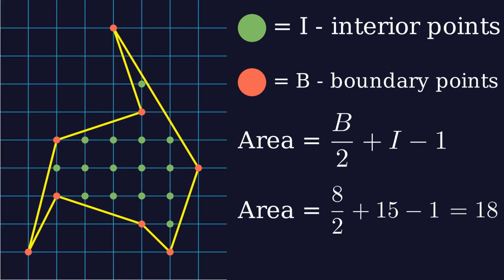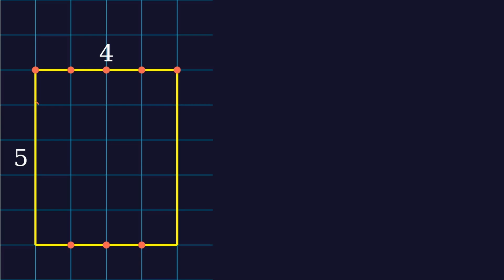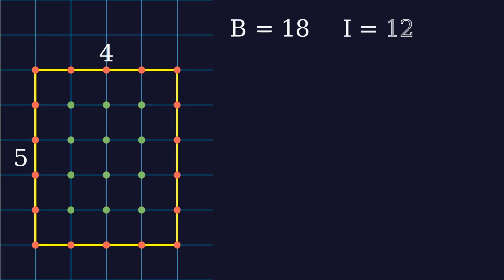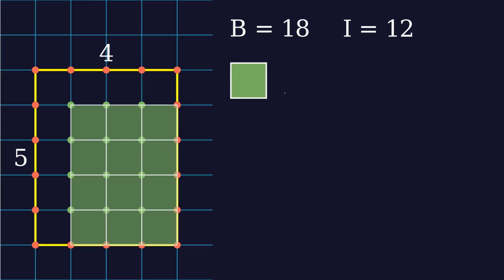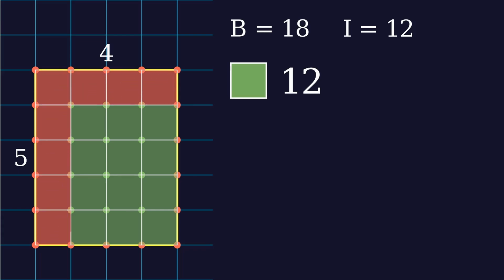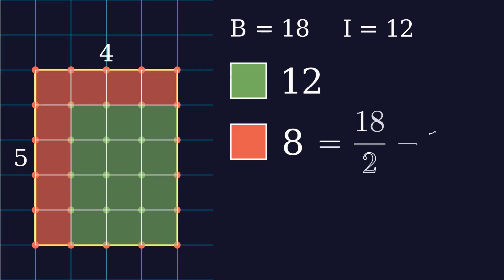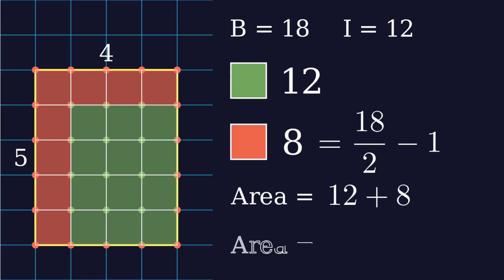Now let's prove this theorem. This is a 5 by 4 rectangle. It has 18 boundary points and 12 interior points. Now let's color one square for every interior point like this. We are left with 8 squares that are not filled. Let's use the boundary points to fill those squares. We used 8 boundary points out of 18, so that is a half minus 1. So the area of this rectangle is 12 interior points plus half of the boundary points minus 1.